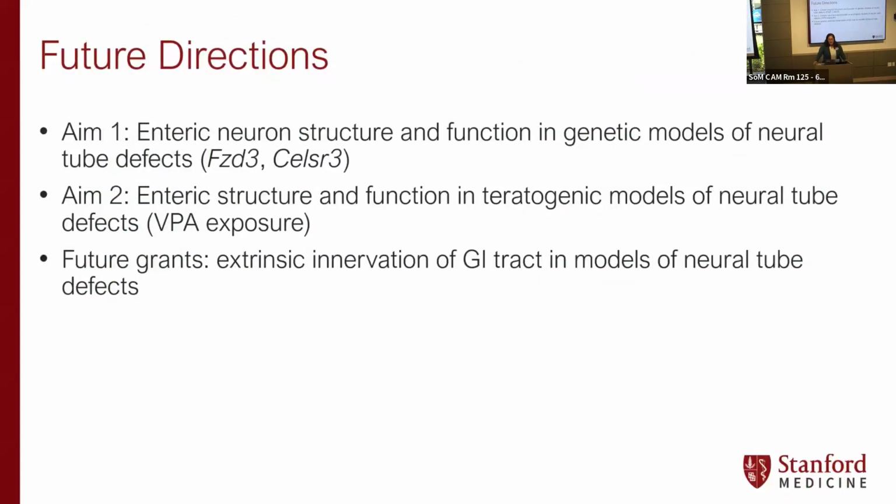So moving forward, I'm planning to take this preliminary data as the basis for my K-12 application. My goals are to first look at enteric neuron structure and function in genetic models of neural tube defects using the Frizzled 3 mutant I showed you, and then I have another mutant in the lab as well. And then also look at enteric neuron structure and function in teratogenic models of neural tube defects. So planning to use in utero exposure to valproic acid as my model there. And then down the line, my hope is to build upon this in order to be able to visualize the extrinsic innervation of the GI tract in these models as well.